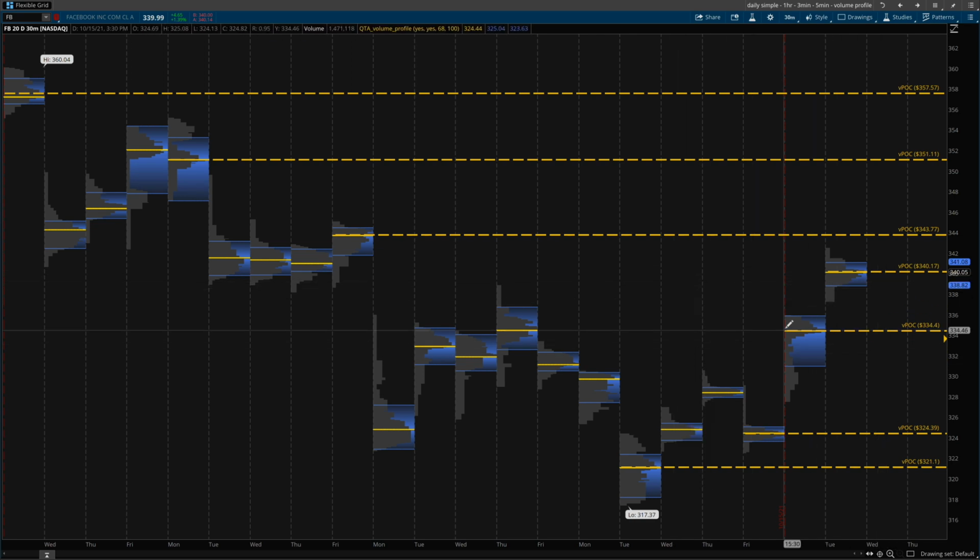Let's draw out our demand zone, which would be right here. Nice fresh zone. So if price comes back to it, I'm definitely going to want to watch to see if there's indication to buy.